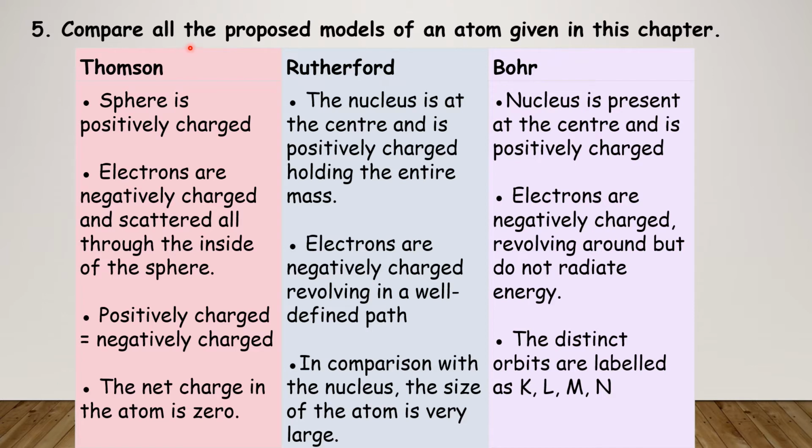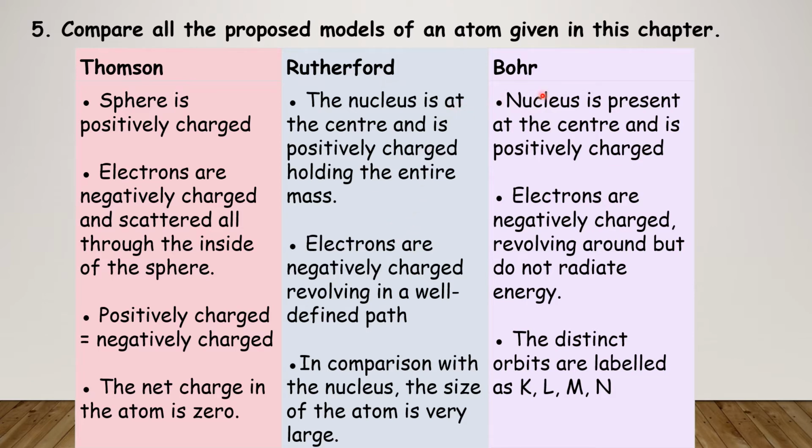Fifth question. Compare all the proposed models of an atom given in this chapter. You studied three models in this chapter: Thomson's model, Rutherford's model and Bohr's model. First point: in Thomson's model, the sphere is positively charged, and negatively charged particles are evenly distributed. In Rutherford's model, the nucleus is at the center and is positively charged, holding the entire mass. The entire mass is concentrated in the center, that is the positive part.